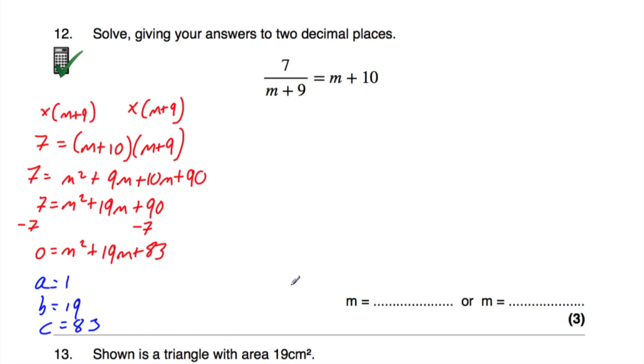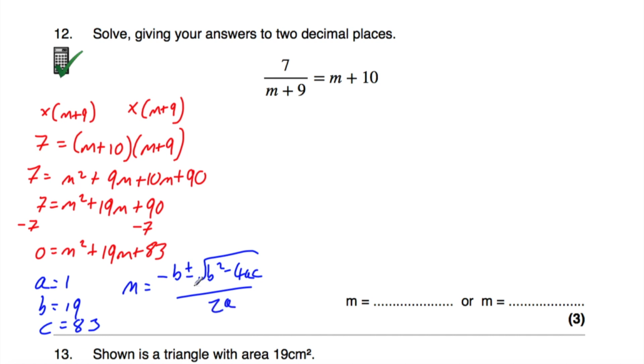Let's substitute them into the quadratic formula. Now this equation was in terms of m. We had 0 equals m squared plus 19m plus 83. So instead of writing x equals, I'm going to write m equals. And then I've got minus b plus or minus the square root of b squared minus 4ac, all divided by 2a.